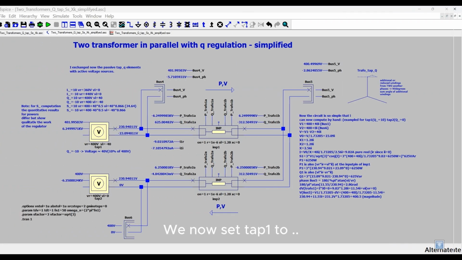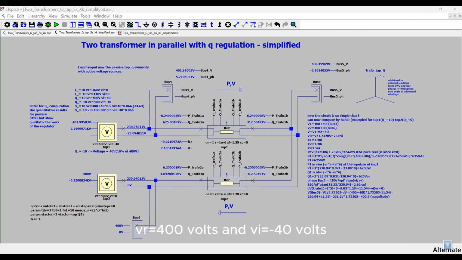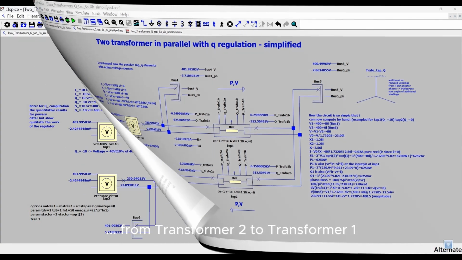We now set tap 1 to VR 400 volts and VI minus 40 volts. This is the setting for Q equals minus 10. We look now at the active power flow at pin PTR1A of transformer 1 and pin PTR2A of transformer 2 and obtain minus 6.2 kilowatts and 6.2 kilowatts. This means that the circular power flow is now in the other direction, from transformer 2 to transformer 1.